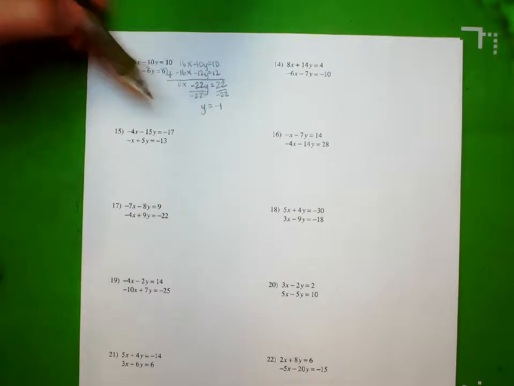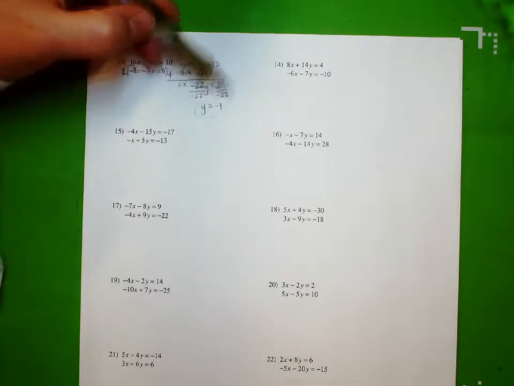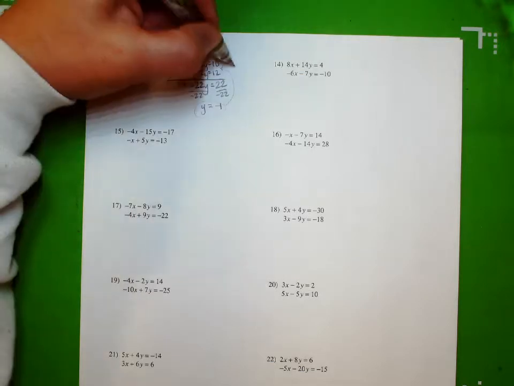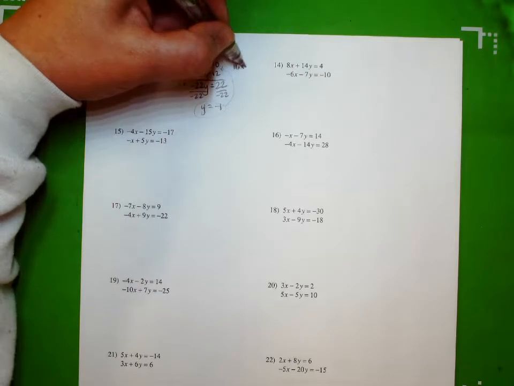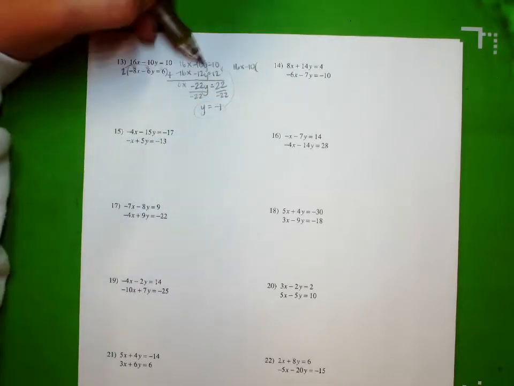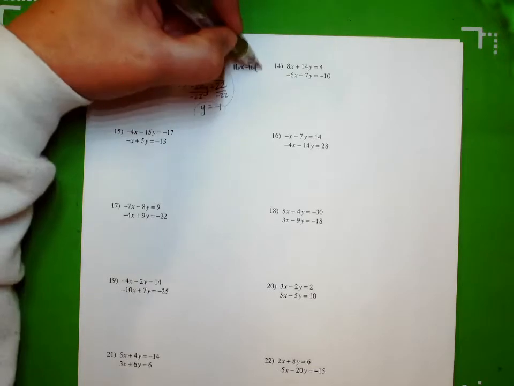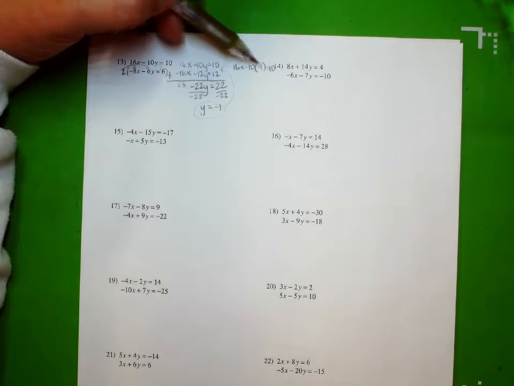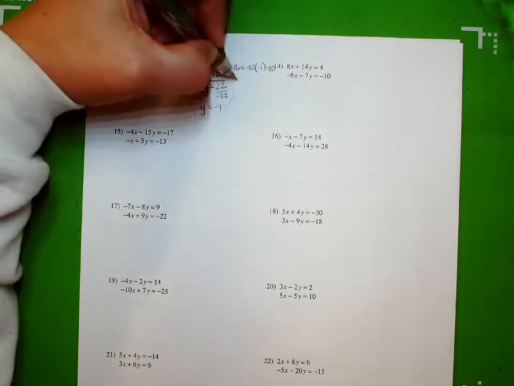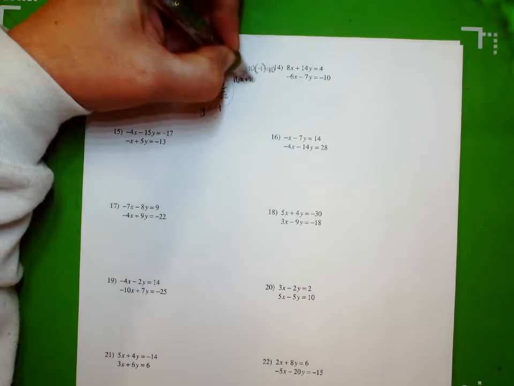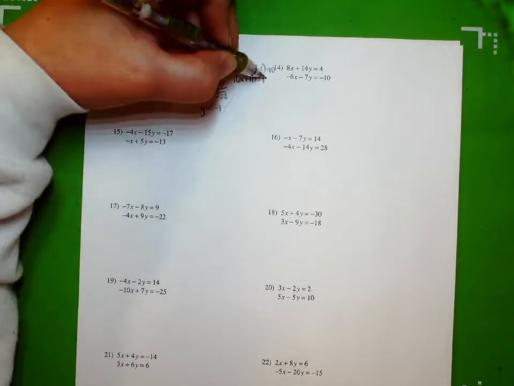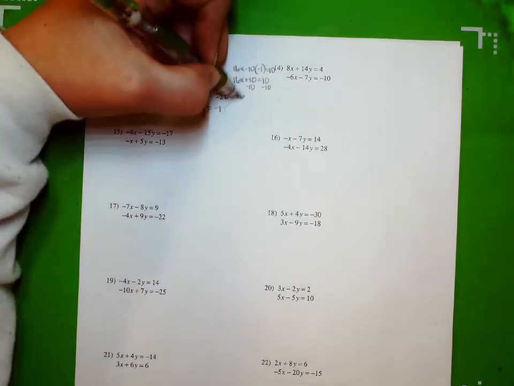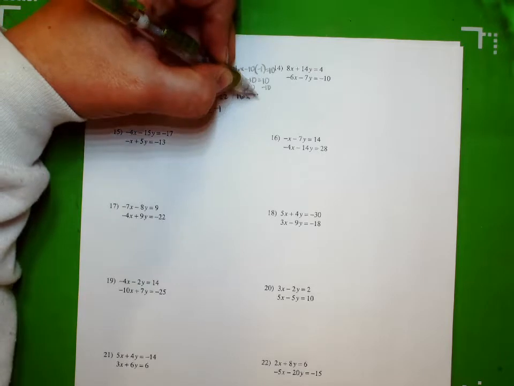So now you take your answer for y and you plug it back into one of those two equations. It really doesn't matter which one you choose to use. So 16x minus 10 times the quantity, the value of y, so times negative 1, equals 10. From here, we do negative 10 times negative 1, and we get positive 10. So 16x plus 10 equals 10. Subtract 10 from each side, and now we have 16x equals 0.